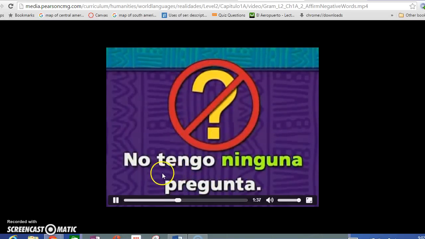No tengo ninguna pregunta. Okay, so notice this is what I was saying. I don't have, no tengo ninguna pregunta. But if you look at your definition for ninguna, it says it means none. But in this sentence, really it translates to any, because you're saying I don't have any question, or I have none question. That doesn't make any sense. So ninguna does mean none, but it also can translate to mean any when we have a negative word before the verb.